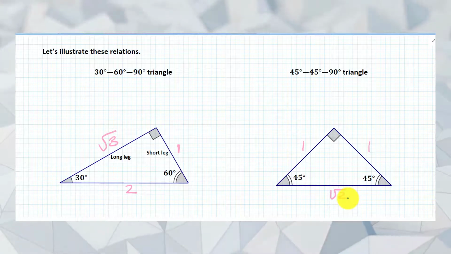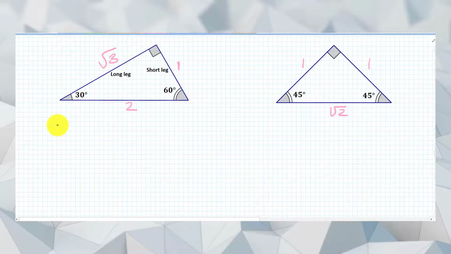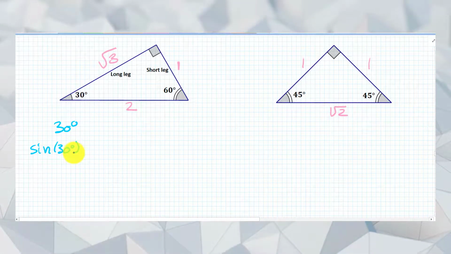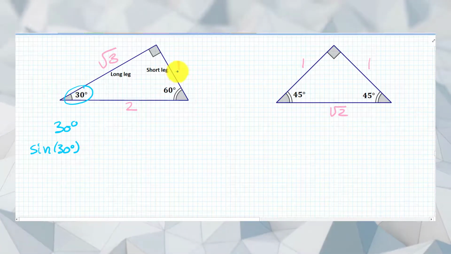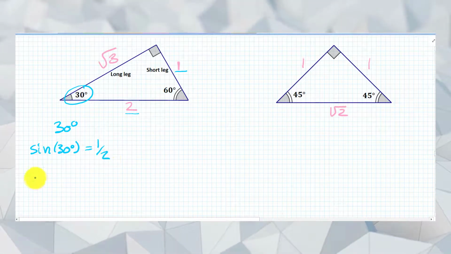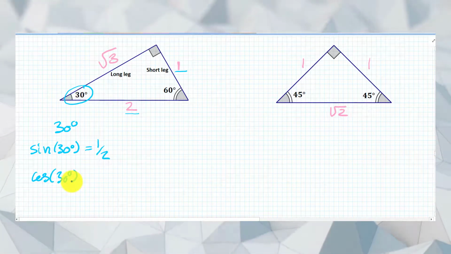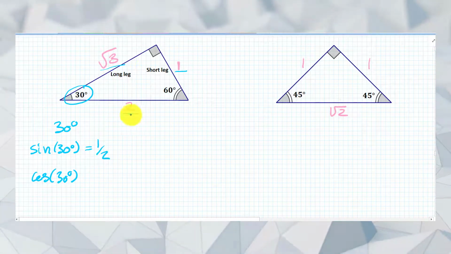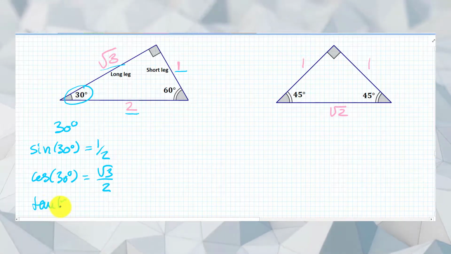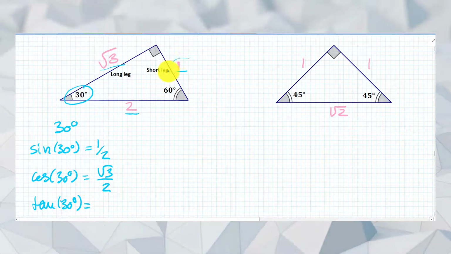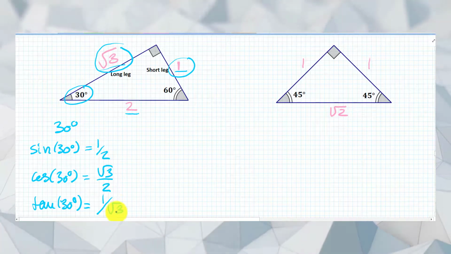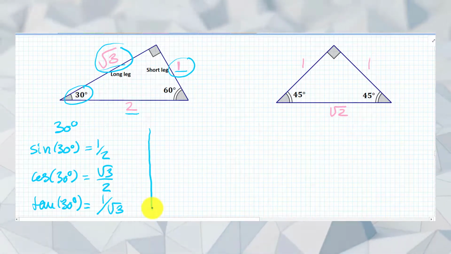Let's do that. So let's start with the angle 30 degree. What is the sine of 30 degree? So 30 degrees right here. The sine is the opposite over the hypotenuse. So it is 1/2. What is the cosine of 30 degree? The cosine is the adjacent over the hypotenuse. So it is square root of 3 over 2. And what is the tangent of 30 degree? It is the opposite over the adjacent, so it is 1 over square root of 3.